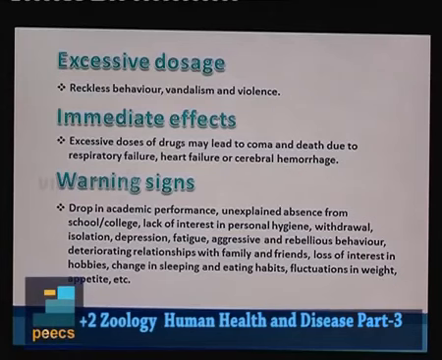Now, we are going to analyze the different effects and warning signs of drug and alcohol abuse. First of all, excessive dosage. Excessive dosage will lead to reckless behavior, vandalism and violence. The immediate effect will be going into a coma or death sometimes due to respiratory failure, heart failure or cerebral hemorrhage.